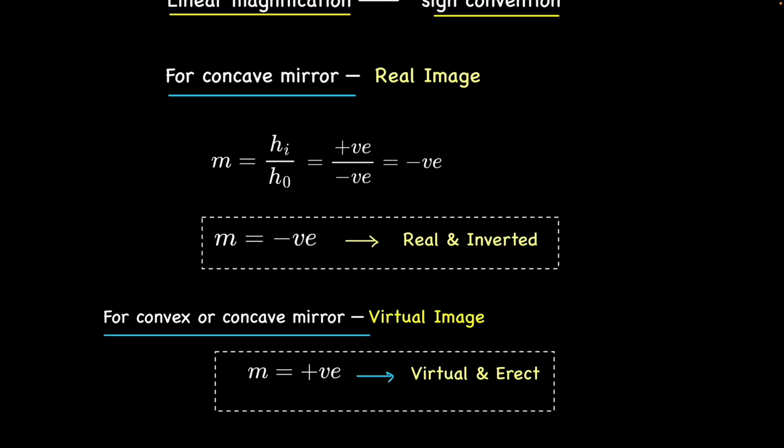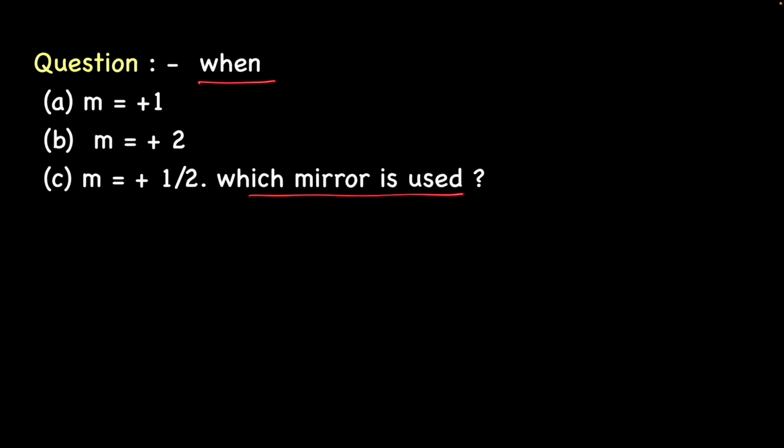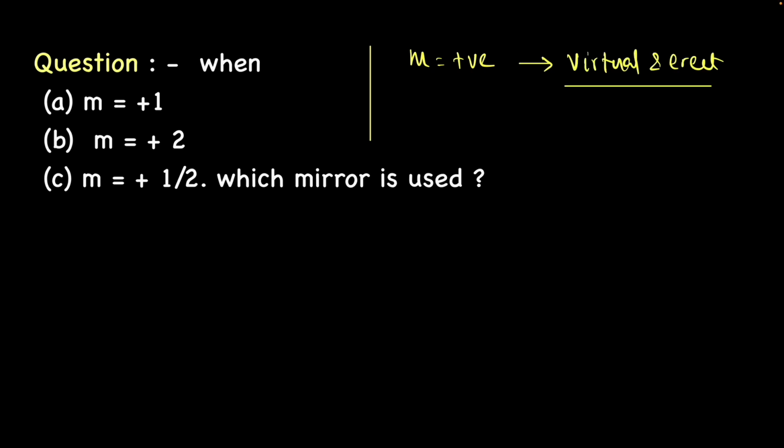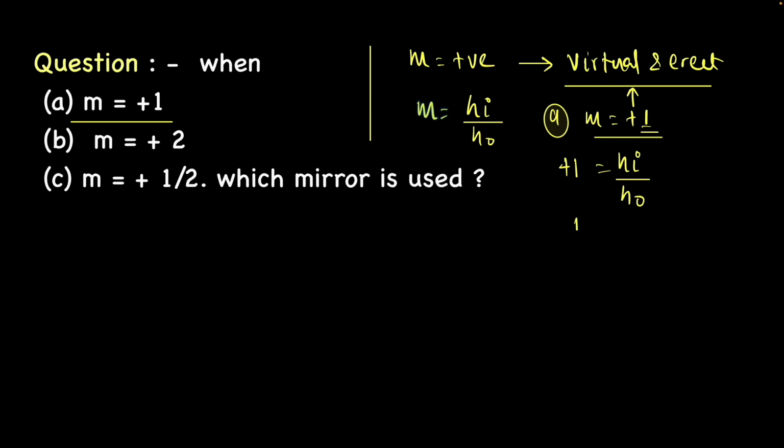Let's try one question based on this concept. In this question, we have to say which mirror is used when magnification is +1, +2, and +1/2. We studied just now that when the magnification is positive, the image is virtual and erect. And we also know that the magnification formula is height of image by height of object. In the first case, M is equal to +1. Plus represents a virtual image. And what is the meaning of 1? If m is equal to plus 1 and is equal to height of image by height of object, we conclude that the height of the image is equal to the height of the object. And second, it is virtual and erect.